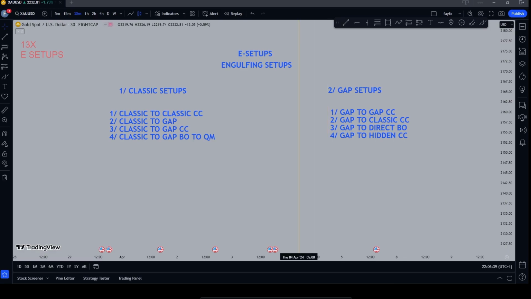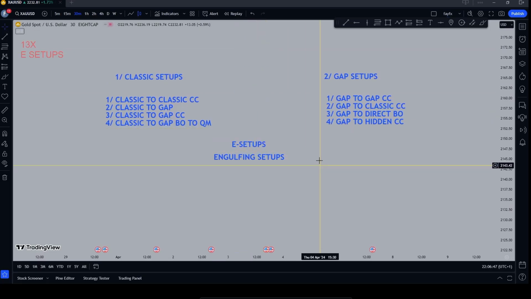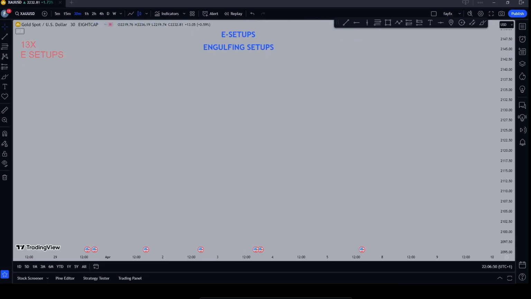Today we are going to learn about engulfing setups. We are not going to use the CC this time. We only use the equilibrium with the same order of time frames. We are not going to use the CC for engulfing setups. We are only going to use the concept of equilibrium. So let's begin with the first setup.